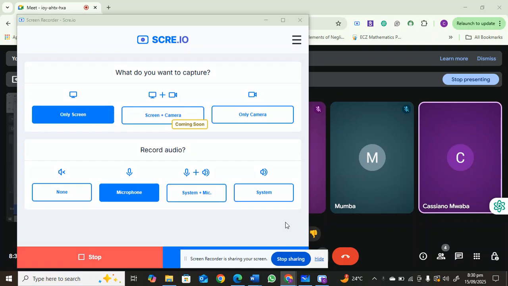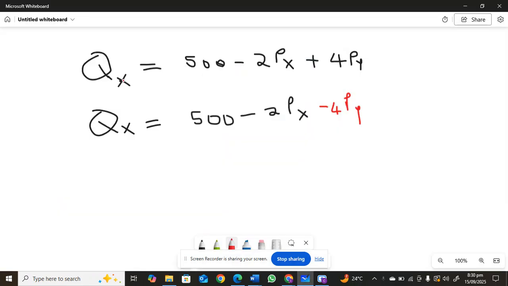Okay, so here we're looking at two goods. We have good X. We have a demand function QX, which represents the quantity demanded of good X. We have PX, which represents the price of good X, and then we've also got PY, which represents the price of good Y. So we've got two scenarios here, and want to see how we can determine if a good is a complementary or a substitute good.